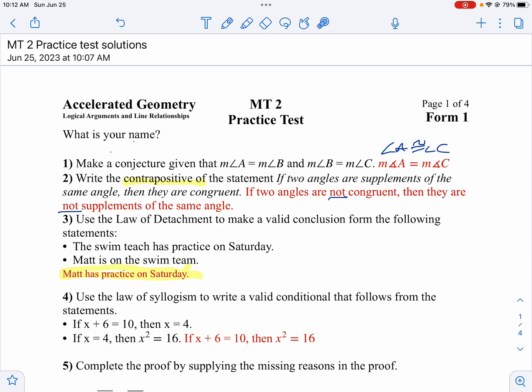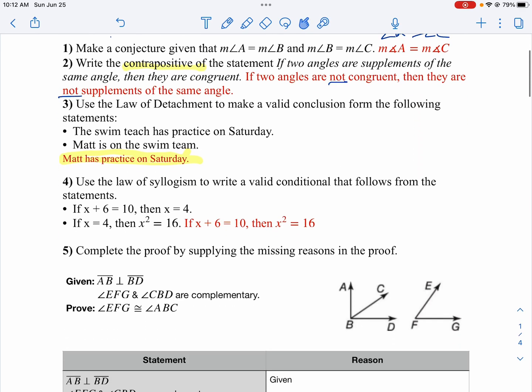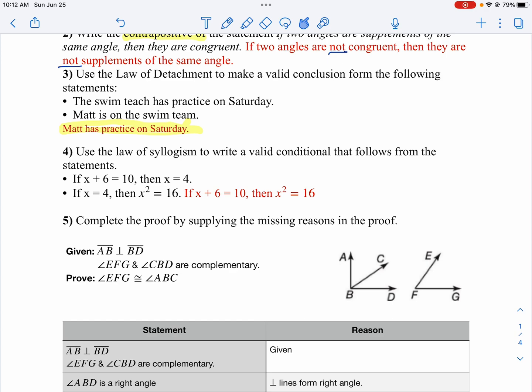On number 4, we want to use the law of syllogism. In the law of syllogism, remember, we go from the first to the last with conditional statements. So I'm looking for like A implies B, B implies C, therefore A implies C. That's your law of syllogism.